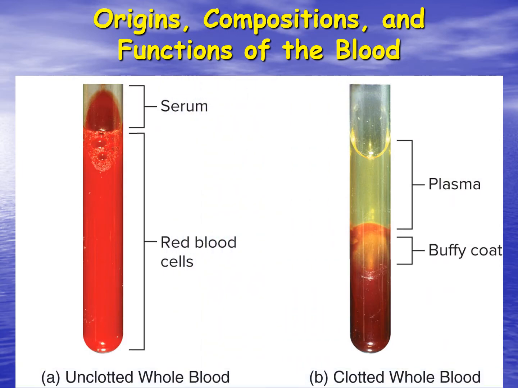When we take a tube that has anticoagulant in it and spin it down, the red cells and the white cells will go to the bottom and the clear portion will be plasma. However, if this was a clot tube that did not have an anticoagulant in it, what we would be seeing is that this would be forming a clot, and then we would have serum up here.